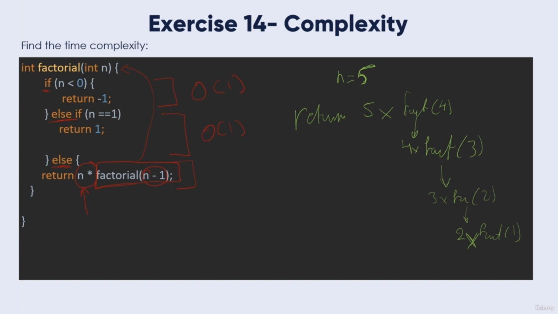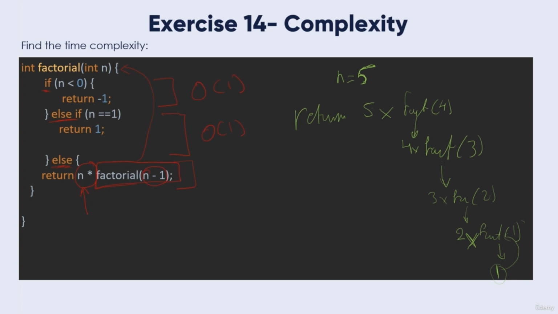Factorial of 1 going up: less than 0, no. Equal to 1, yes, so return 1. So factorial of 1 is 1. And this is the recursion. We will see this in the next videos in more and more detail. So don't worry. Just understand this exercise.